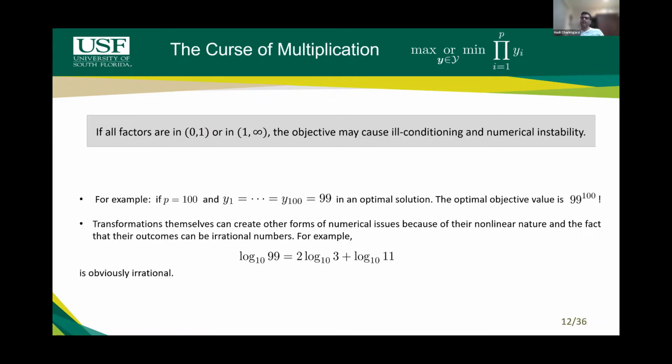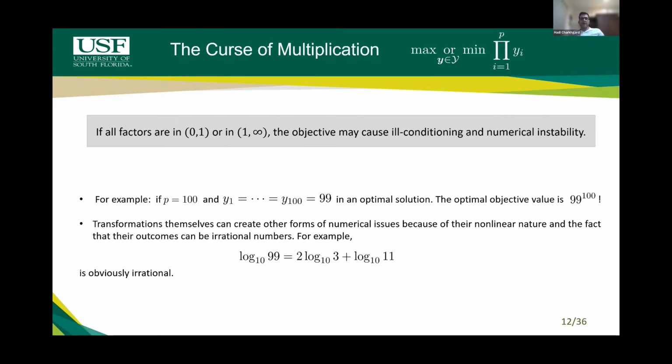Transformation-based techniques also face other sources of numerical issues. For example, the problem that they have is that this type of transformation also makes the value of the function irrational, and irrationality creates other sources of numerical instabilities. And normally these algorithms cannot claim that they found an optimal solution, because they make the value irrational.